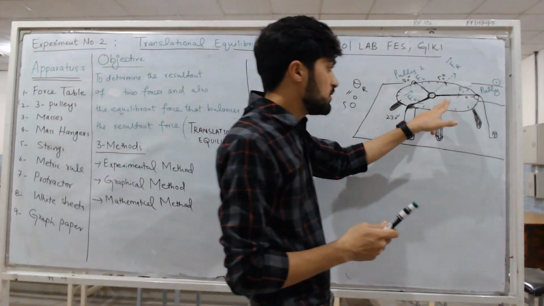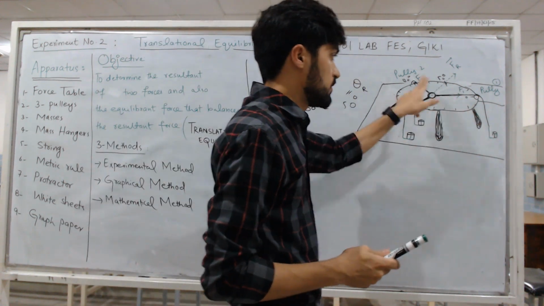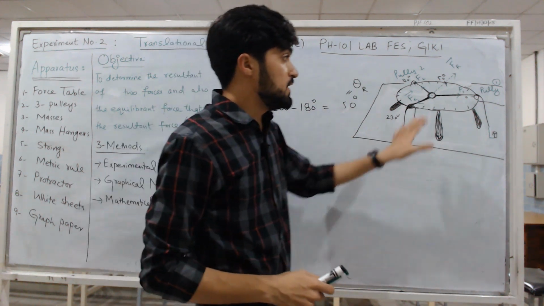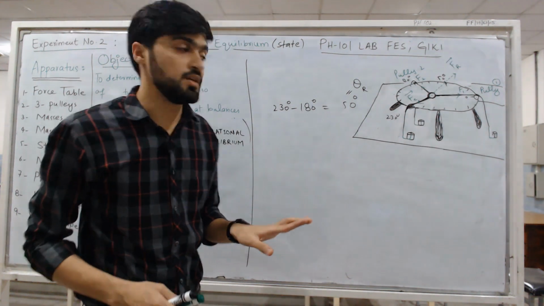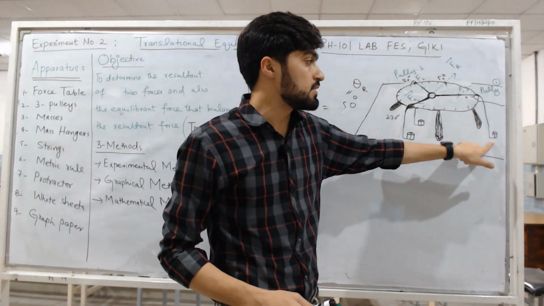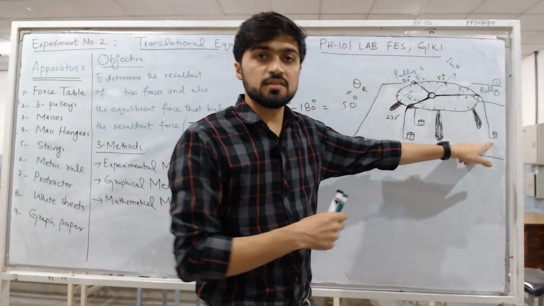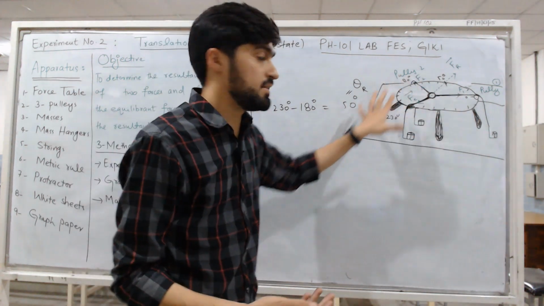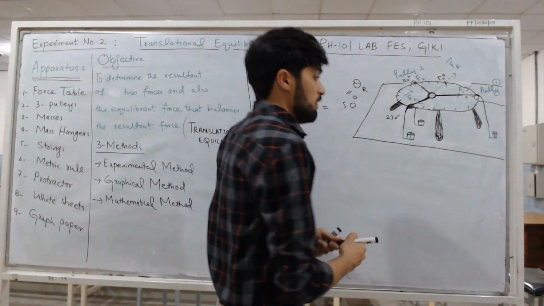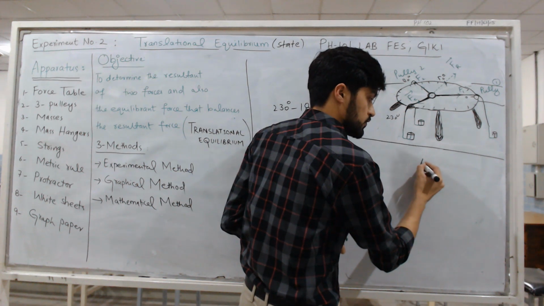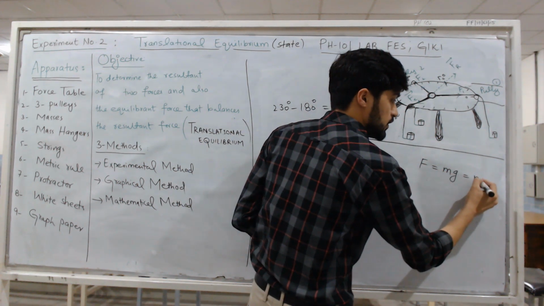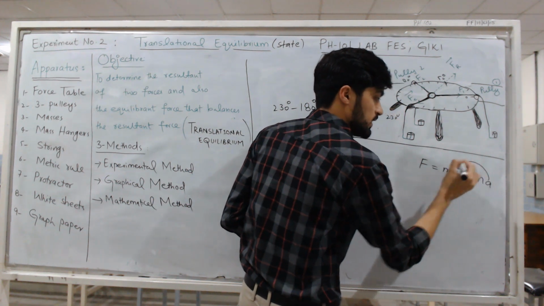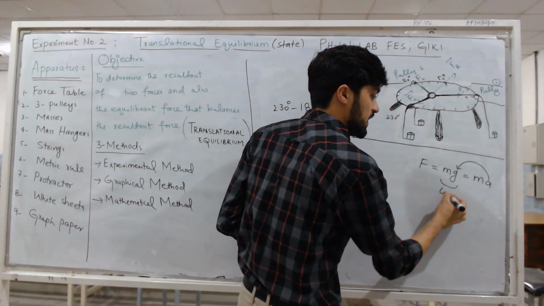So this tension is provided by these masses. Now we know that if these masses are hanged, there must be a force because there is gravity. These masses we can call weights, because weight is a force, F equals mg. Instead of F equals ma, we will be using mg, and this mg is known as weight.